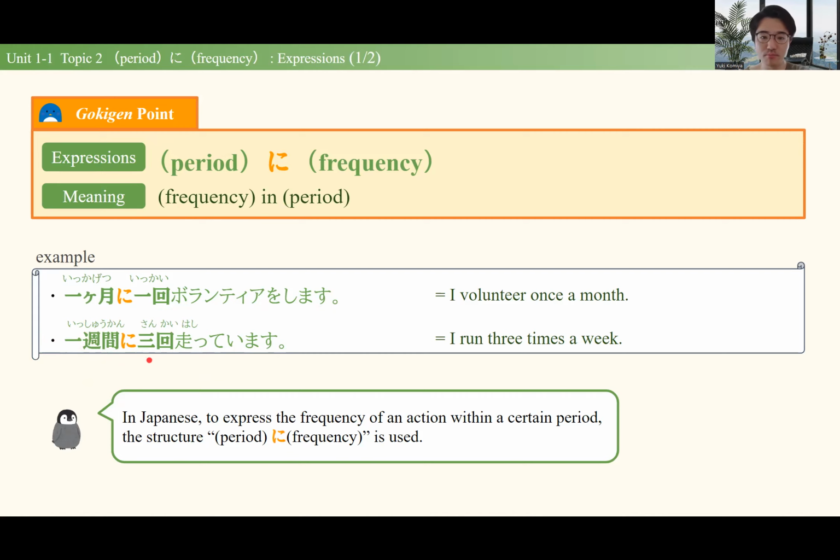That comes after ni. So period, ni, frequency. Make sure you don't get the order wrong. Period comes first, and then frequency.